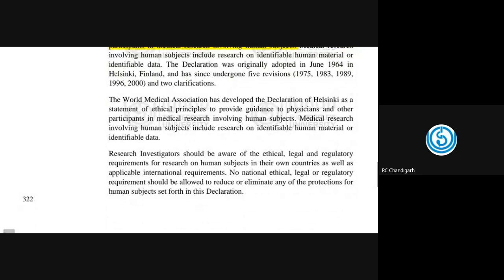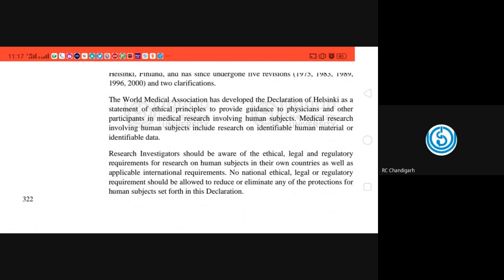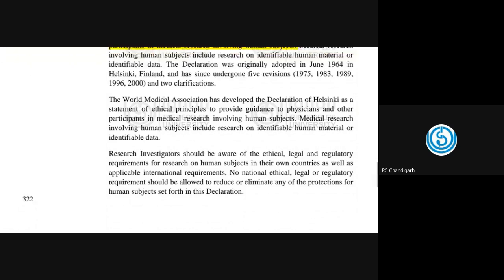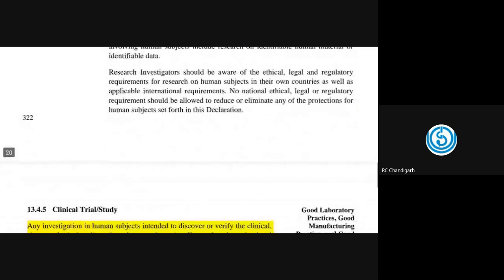The World Medical Association has developed the Declaration of Helsinki as a statement of ethical principles to provide guidance to physicians and other participants in medical research involving human subjects. Medical research involving human subjects includes research on identifiable human material or identifiable data.